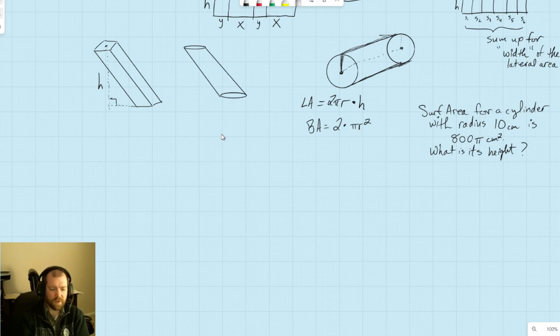So that would be true if I had said find the lateral surface area is given as 800 pi square centimeters. So you got the right idea. But that's only the lateral area. So you have to include the base areas in all of this as well.